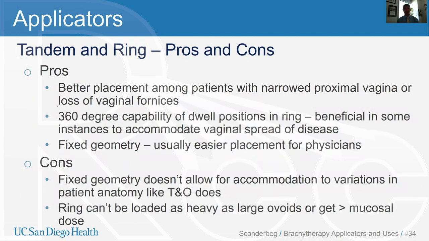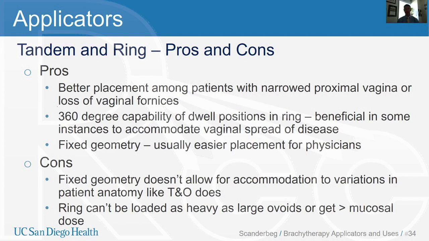Some of the advantages of a tandem and ring kit are that it can lead to better placement among patients with a narrowed proximal vagina or loss of vaginal fornices. The ring also offers 360-degree, or nearly 360 degrees, of loading source dwell positions that can be beneficial in some cases to accommodate the spread of disease in the vagina. The tandem and ring applicator has fixed geometry, so it can have standard or template plans. However, the fixed geometry can also be a disadvantage since it can't be adapted to all patient anatomies, and it can be difficult to use or place in some patients.